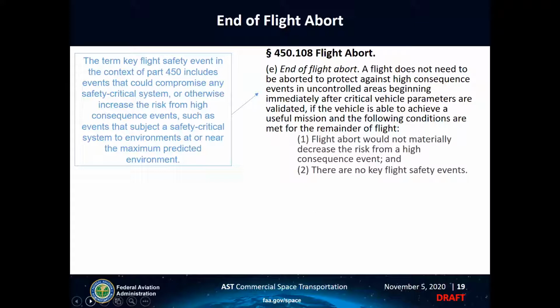We already talked about critical vehicle parameters on the chart for section C3. And a key flight safety event includes events that could compromise any safety critical system or otherwise increase the risk from high consequence events, such as events that subject a safety critical system to environments at or near the maximum predicted environment.